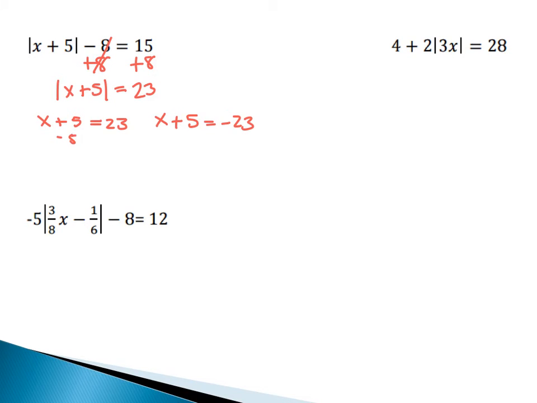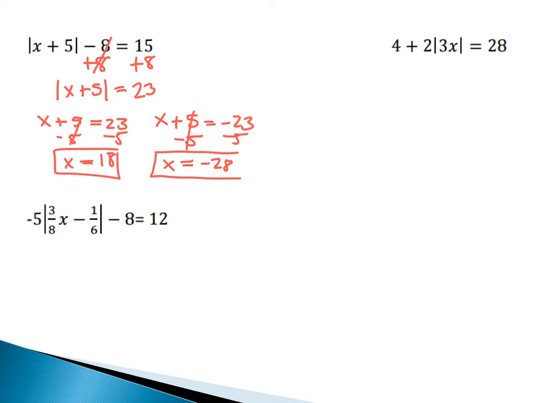So I'm going to subtract 5 from both sides, and I'm going to get x equals 23 minus 5 is 18. And then same thing here, subtract 5, and I'm going to get x equals negative 28. So I'm saying that when x is 18 or negative 28, both of these would satisfy the absolute value equation.